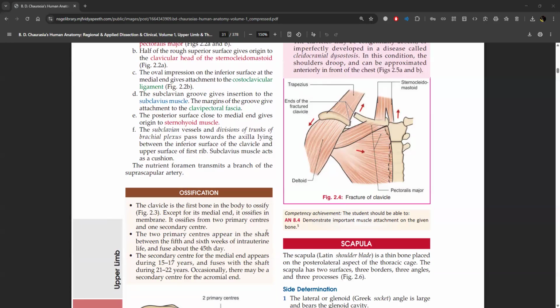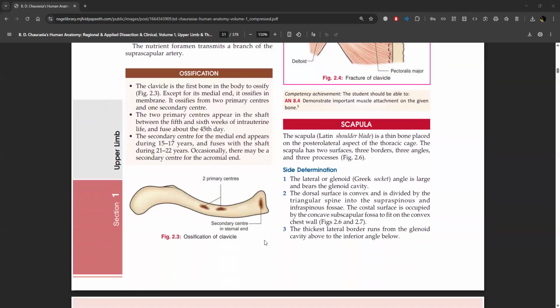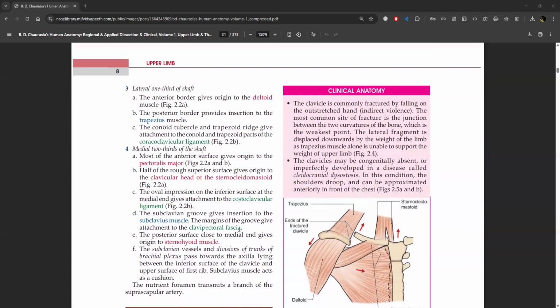Ossification. The clavicle is the first bone in the body to ossify. Except for its medial end, it ossifies in membrane. It ossifies from two primary centers and one secondary center. The two primary centers appear in the shaft between the 5th and 6th weeks of intrauterine life and fuse about the 45th day. The secondary center for the medial end appears during 15 to 17 years and fuses with the shaft during 21 to 22 years. Occasionally, there may be a secondary center for the acromial end.